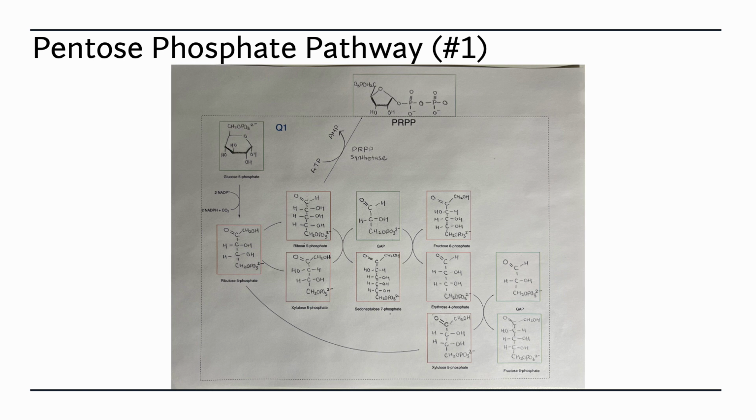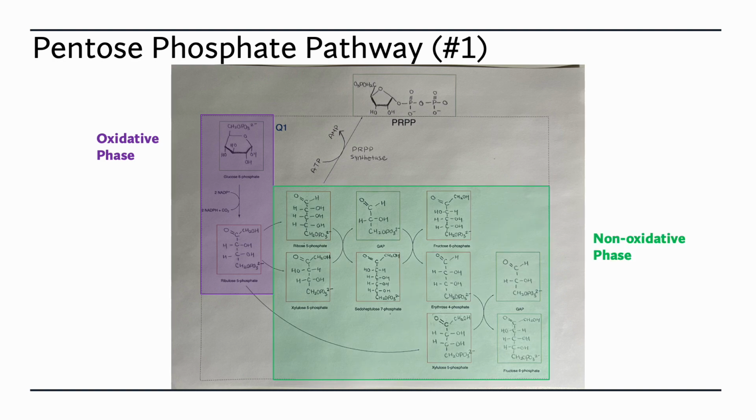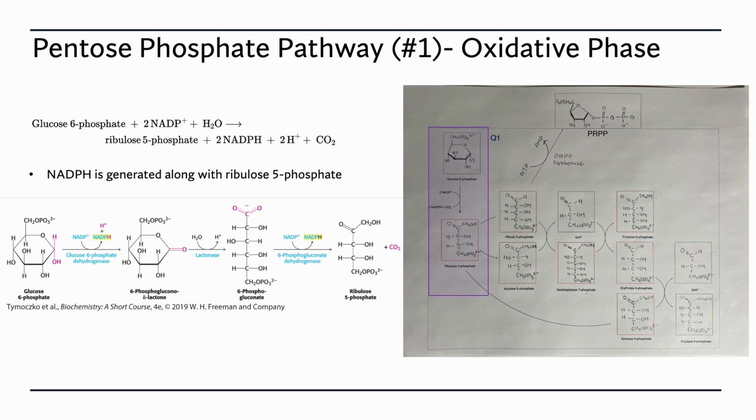Before deep diving in, the PPP has an oxidative phase and a non-oxidative phase. In the oxidative phase, glucose 6-phosphate is converted to ribulose 5-phosphate, and in the process, the mentioned NADPH is also formed.